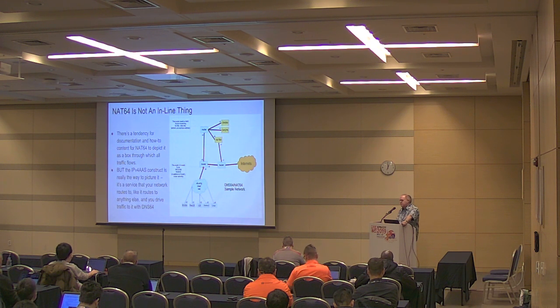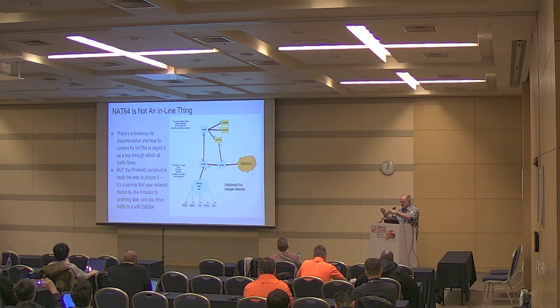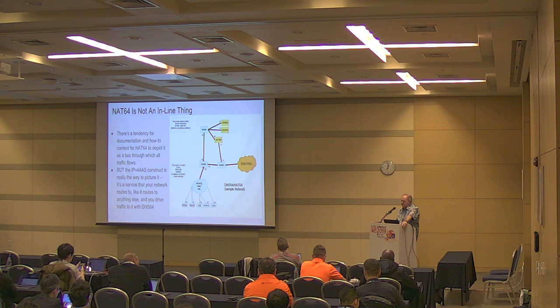One of the problems with a lot of little OpenWrt how-tos that you find on the internet, if you Google around, is that they kind of make it look like NAT64 is inline and all the traffic flows through it and that's how things work. Well, it's really not. You just put it on your network, it's reachable by V6, and then you drive traffic to it, either by crafting a numeric address or doing DNS64 or some other new thing that somebody has thought of or hasn't thought of. But the way to picture NAT64 is as a V4 as a service construct.